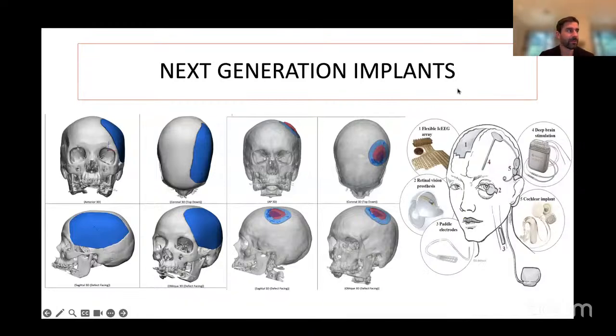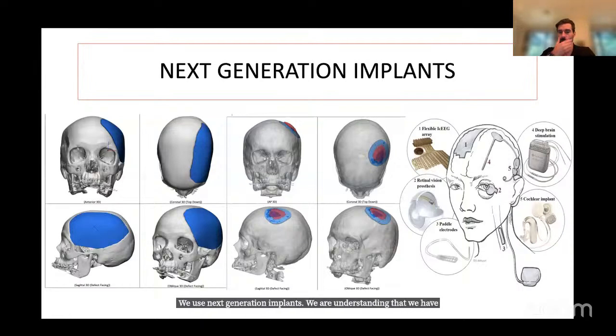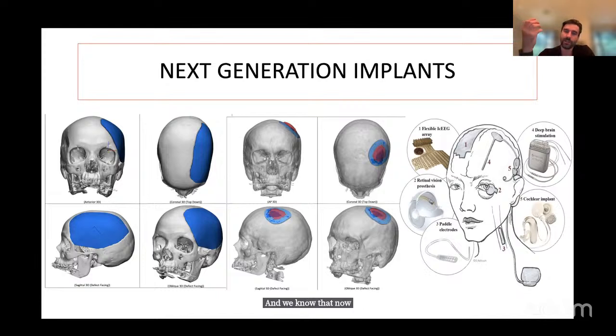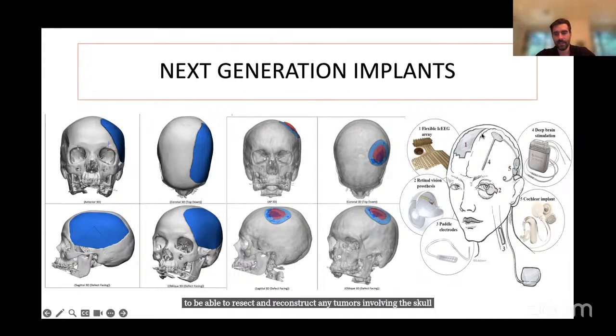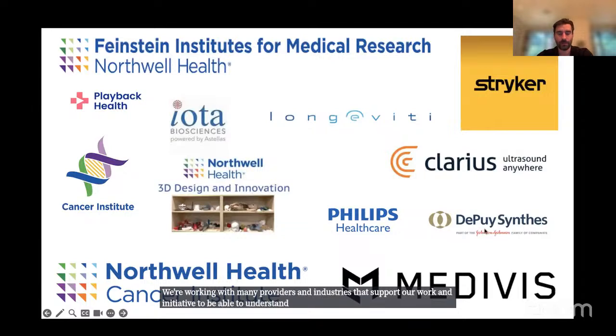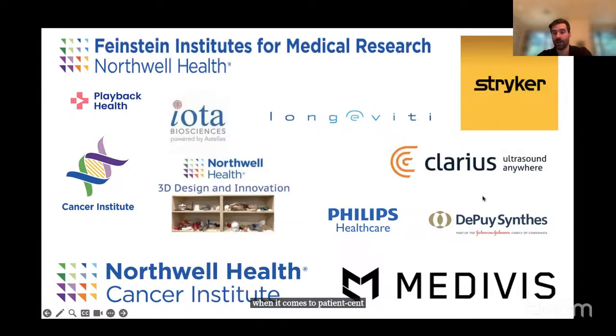We use next generation implants. We are understanding that we have to push the field forward, and our implants are not only overcoming hard and rigid skulls, but also soft tissue. And we know that now for all my tumor cases, we can print very specific implants with heat maps and cutting guides together to be able to resect and reconstruct any tumors that are involving the skull. And in the not so distant future, we will be able to implant technology into those skull implants. We're working with many providers and industries that support our work and initiative to understand how we can do better when it comes to patient-centric problems.